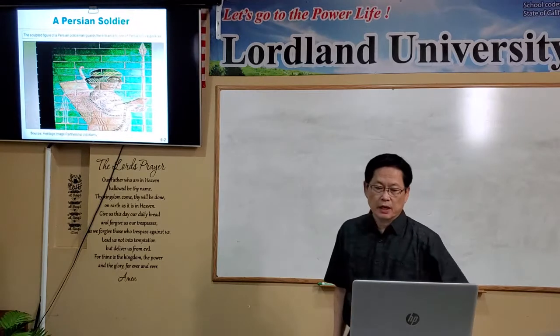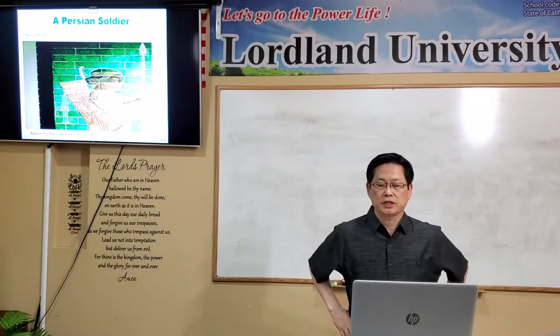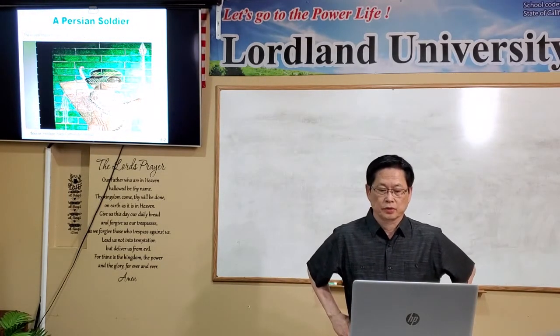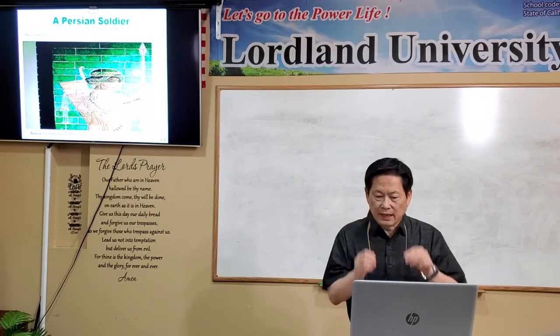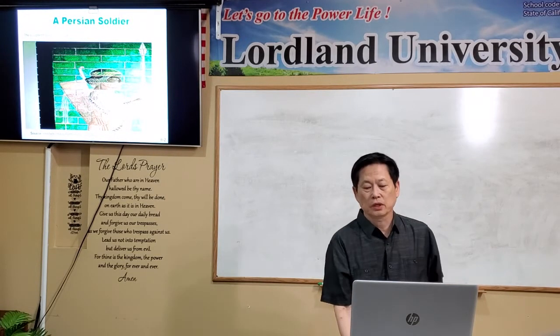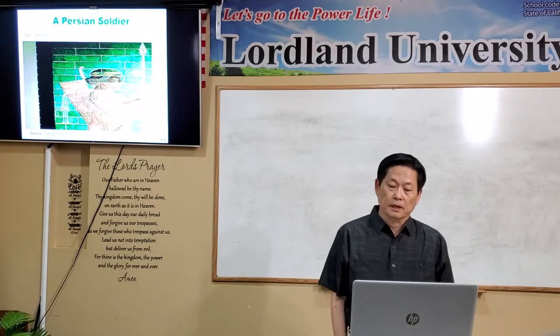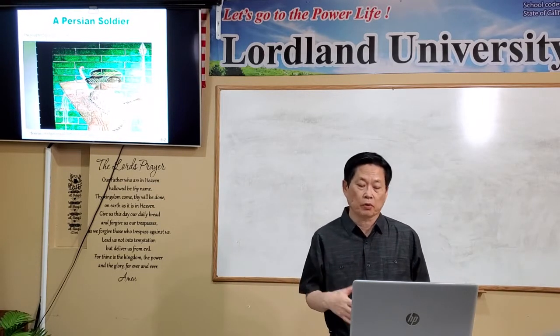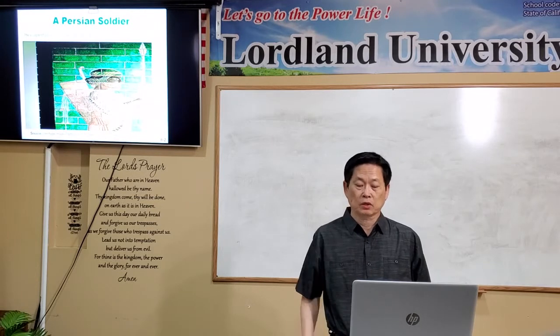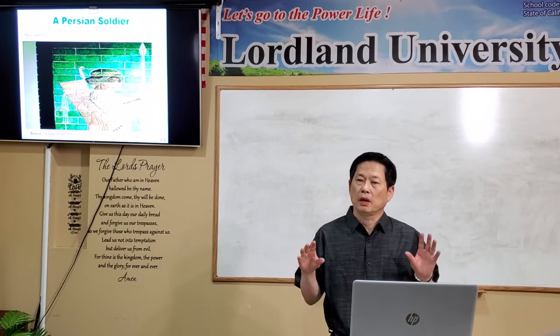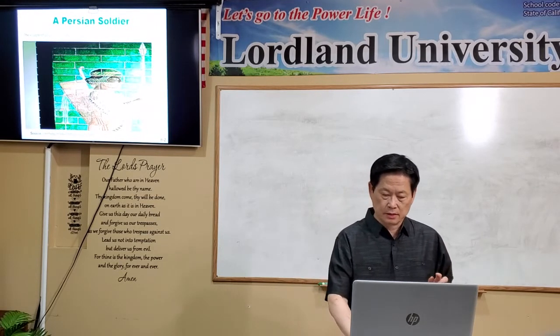This map shows the Persian soldiers who guard the entrance to the Persians' royal palaces. Okay, this is a Persian policeman who guards the royal palaces.